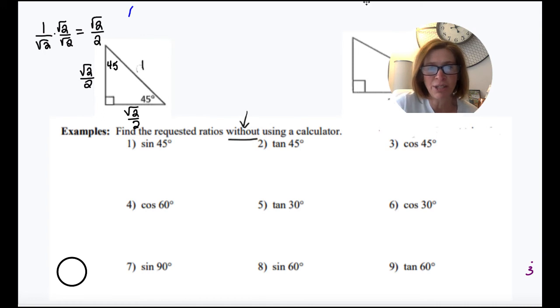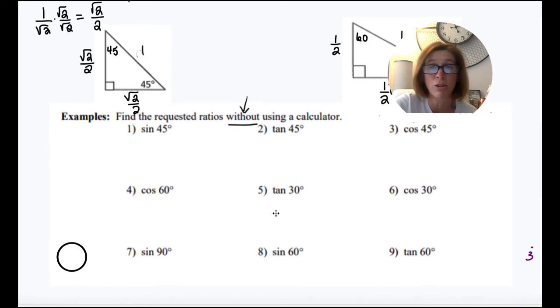All right, in this 30, 60, 90 triangle, if my hypotenuse is 1, that's the 2a. That means that my short leg is going to be 1/2. And that means that my long leg is going to be 1/2 root 3. Now, we actually don't write it like that. We're going to rewrite that in simplified form, root 3 over 2. All right, so now with these triangles we can find the ratios without a calculator for these particular ratios.